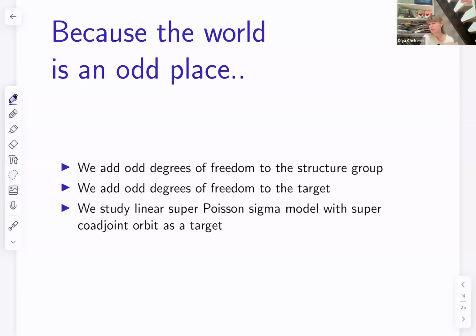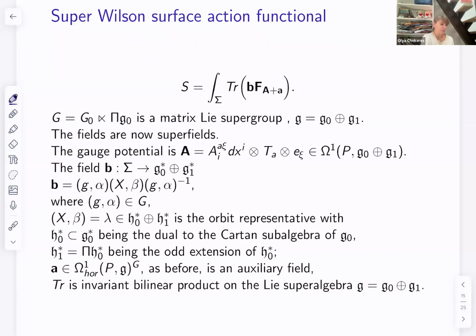But what does it mean? The target is a coadjoint orbit, the orbit of the action of the gauge group. So we add odd degrees of freedom to the structure group. What is helpful now is to study the linear Poisson sigma model, its supersymmetric version with a supercoadjoint orbit as a target. So this is what we started doing, looking at certain examples.